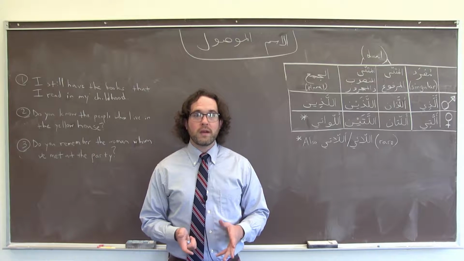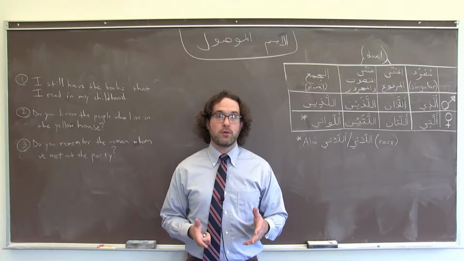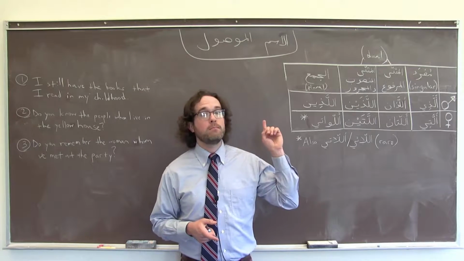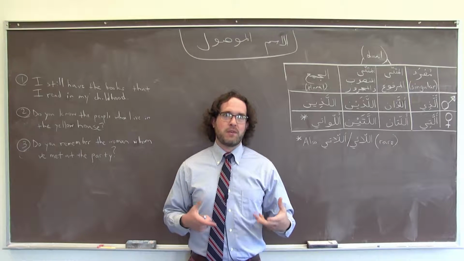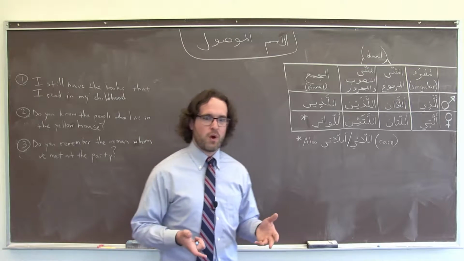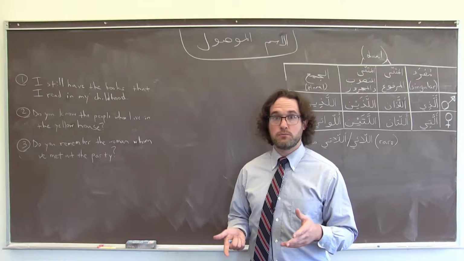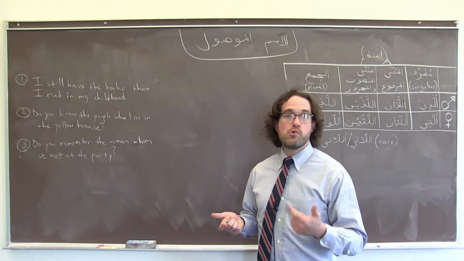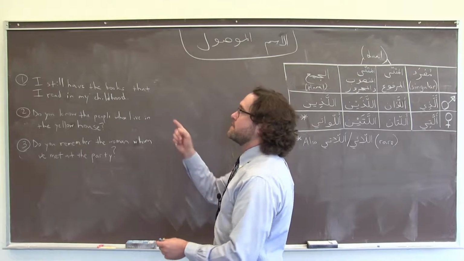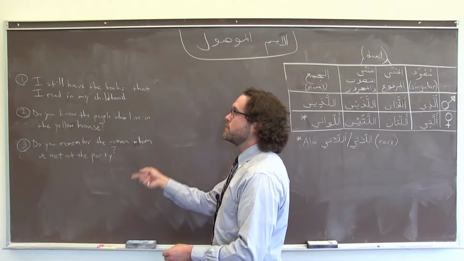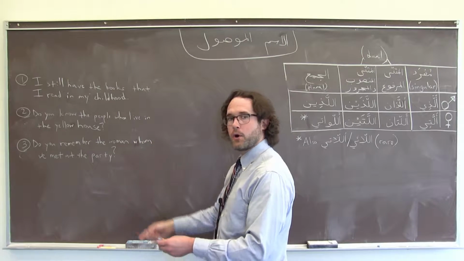Marhaba. Right now we're going to talk about relative pronouns in Arabic, or what we call in Arabic al-ism al-mawSuul, sort of the arrived name or the arrived noun is literally what we're saying. In English we have several different relative pronouns, including who, that, which, that we use in sentences like I still have the books that I read in my childhood. Do you know the people who live in the yellow house? Do you remember the woman whom we met at the party?